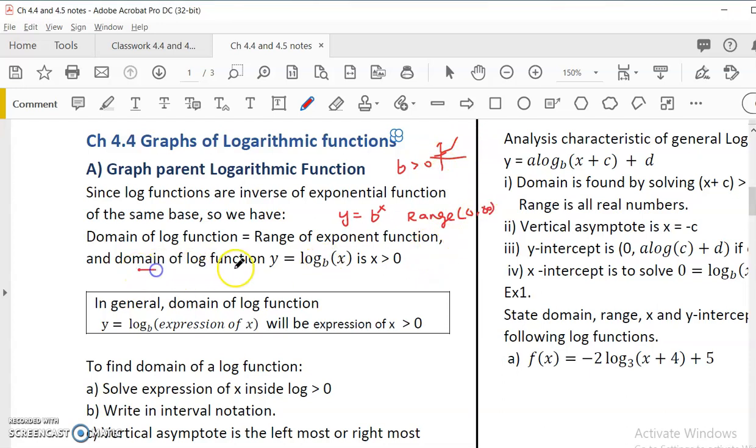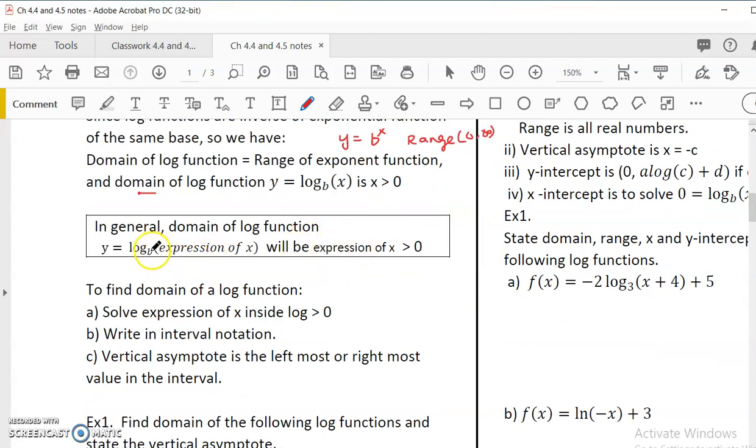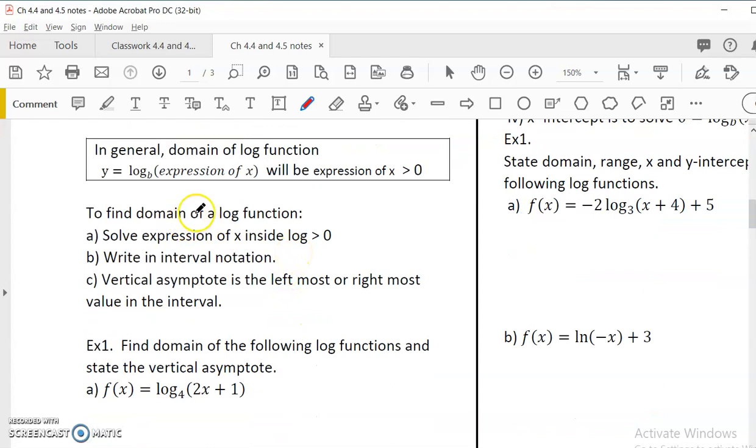In such a case, the domain of the log function will be from 0 to infinity, x greater than 0. Anything that you input here, which was the output of the exponential function, must be positive. This is key information that you need to know. The domain of any log function, no matter what base you have, greater than 1 or less than 1, requires the expression of x inside to be greater than 0. So to find the domain, solve for the inside of the log expression to be greater than 0, and write it in interval notation. Then you can also write the vertical asymptote, which is the leftmost or rightmost value in this interval.